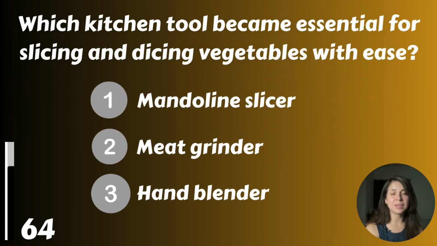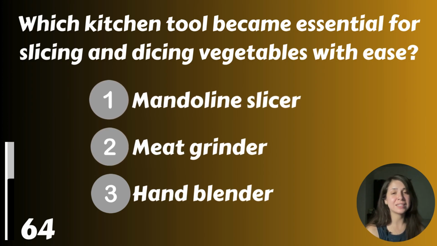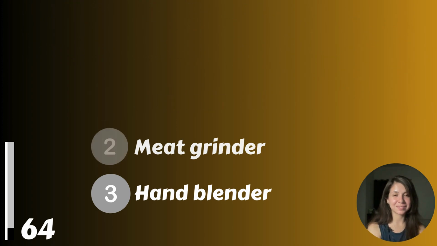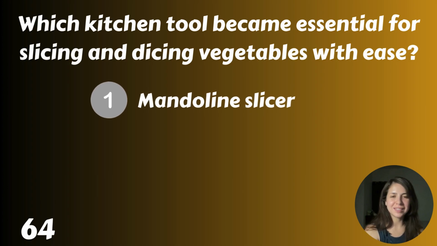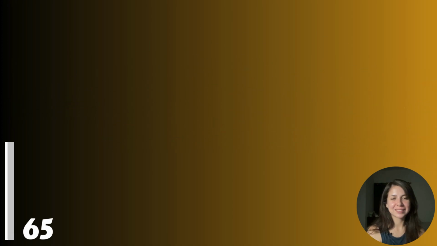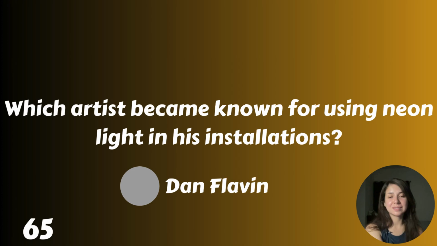Which kitchen tool became essential for slicing and dicing vegetables with ease? Mandolin slicer, meat grinder, or hand blender? Mandolin slicer. Which artist became known for using neon light in his installations? Dan Flavin.